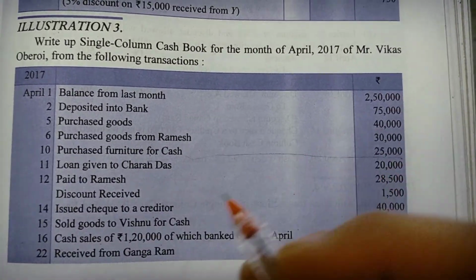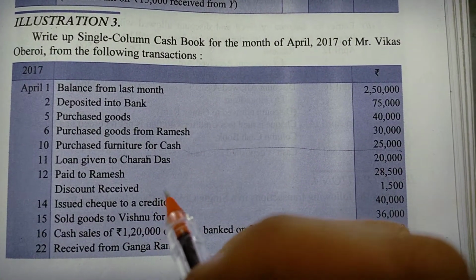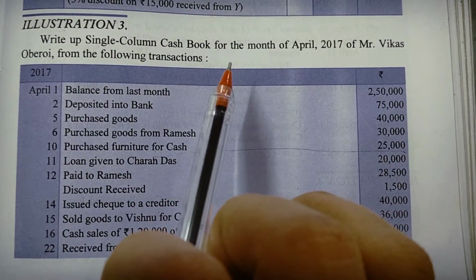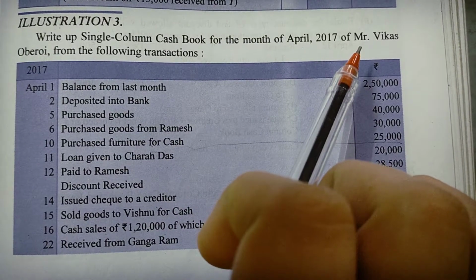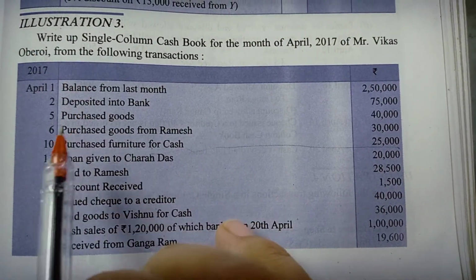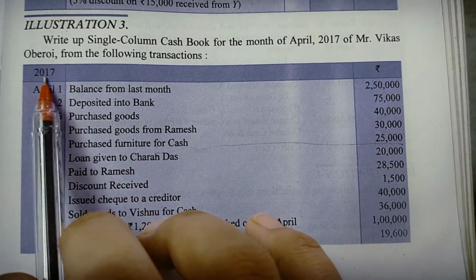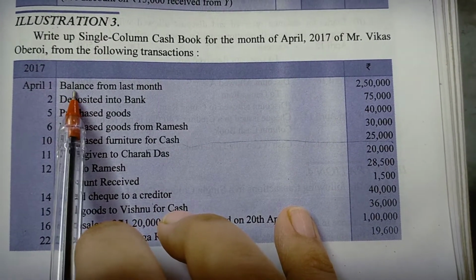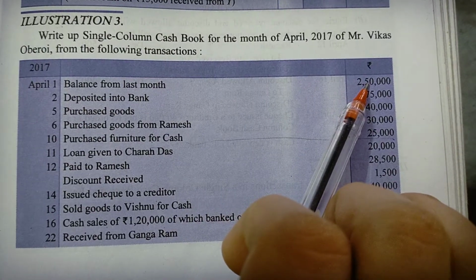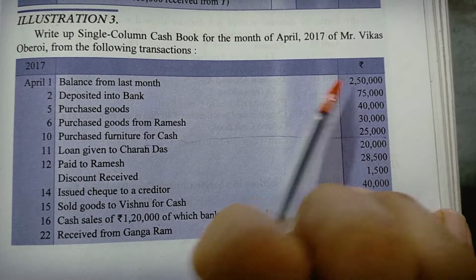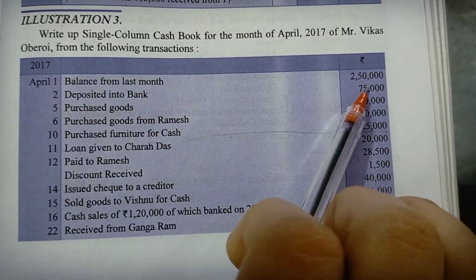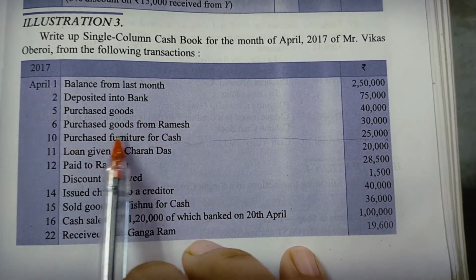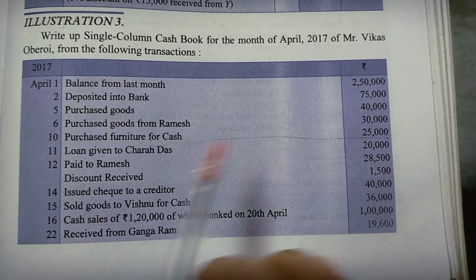Yes, children. Now we will be discussing one question again of single column cash book. Here you can see the transactions are given in the books of Mr. Vikas Oberoi. The balances are given on 2017 from April 1 and it is continuing. The balance last month that is being forwarded is 2,50,000. Amount deposited to bank is 75,000. Purchase goods is 40,000. Purchase goods from Ramesh 30,000.